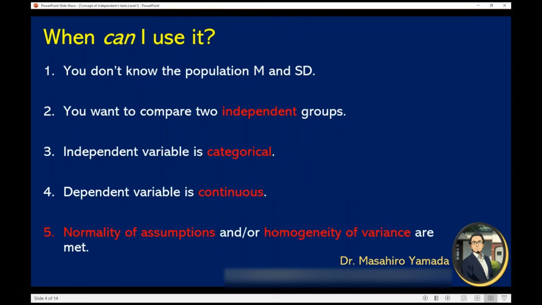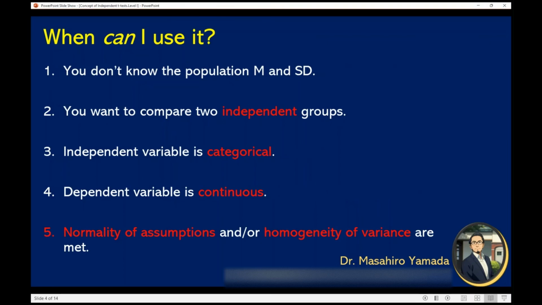So when can you use it? First, you don't have access to the population mean or standard deviation. Because it is an inferential statistic, you recruit participants from the population and then you use the sample to estimate the population mean.